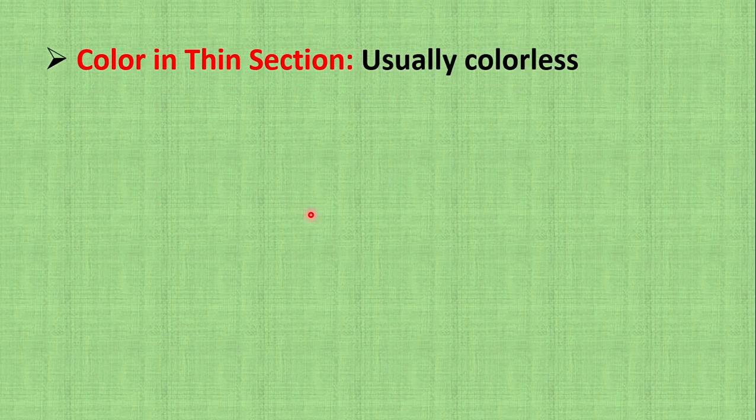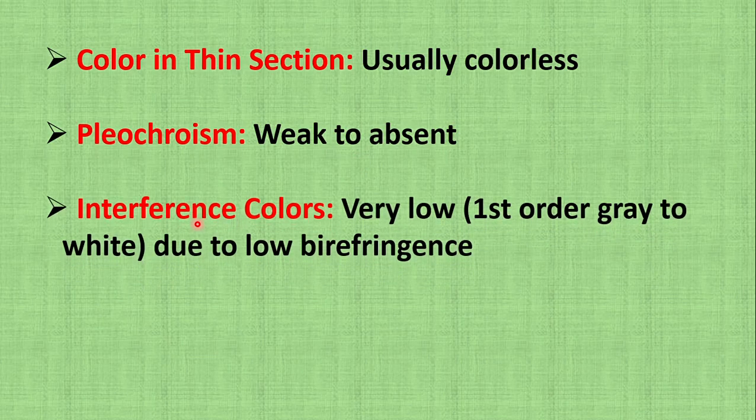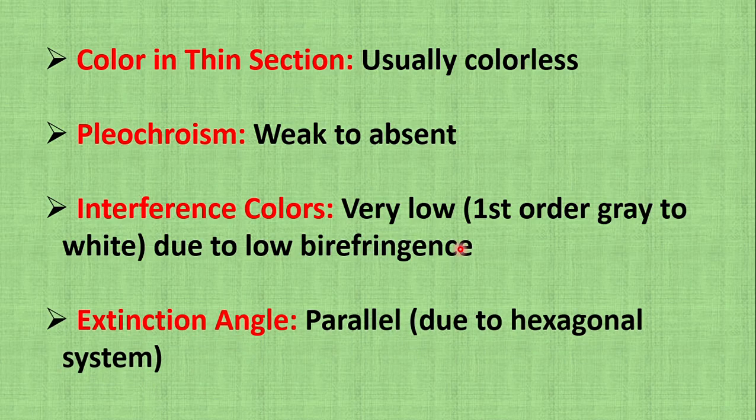Color in the thin section is usually colorless, and pleochroism is very weak to absent. This is important. Interference color is very low, first order gray to white, due to the low birefringence. And extinction angle is parallel. Why parallel? Because the crystal system is hexagonal.